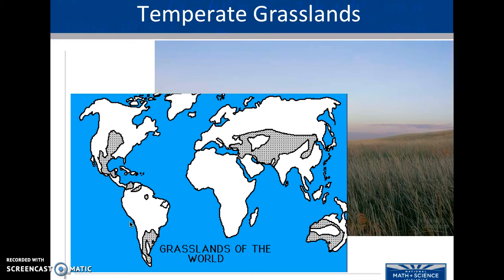We see a lot of this in China. The term grasslands indicates that grass is the largest, the most prevalent plant life, and we see that this is not dominated by tree-like species.